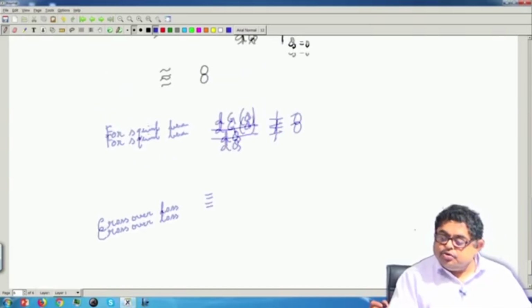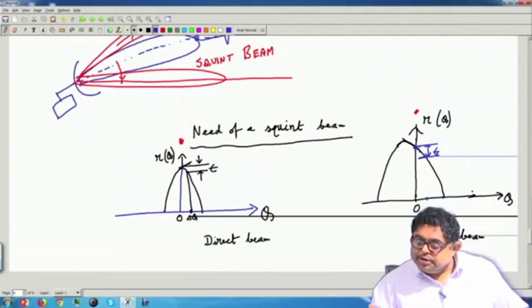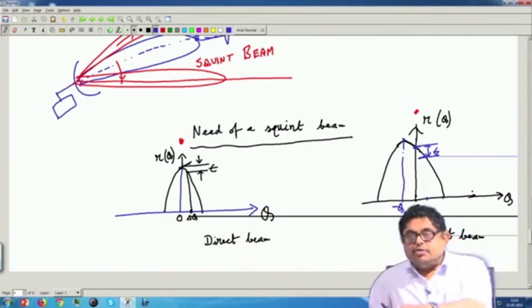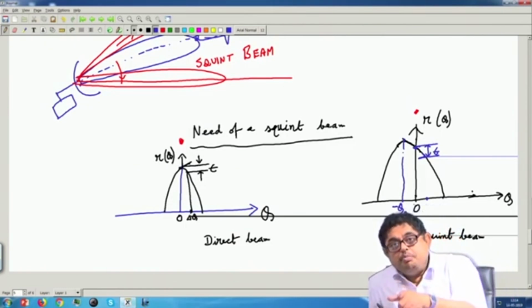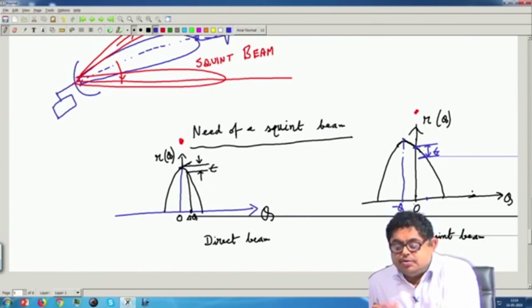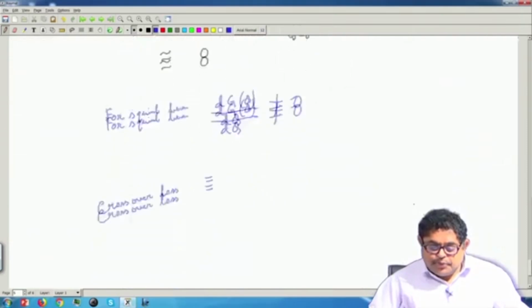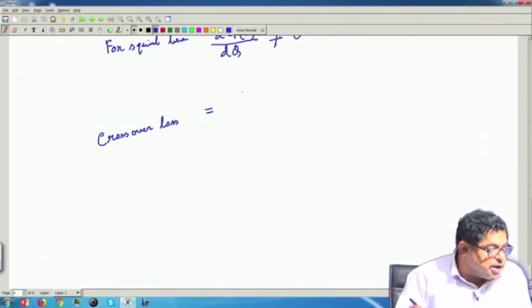So, here I will need to quantify these. Suppose the squint beam is at a position minus theta naught. So, what is minus theta naught? The maximum position. Since it is shifted to this side, I am calling it minus theta naught. If it had been shifted to this side, that would have been plus theta naught. So, crossover loss is what?